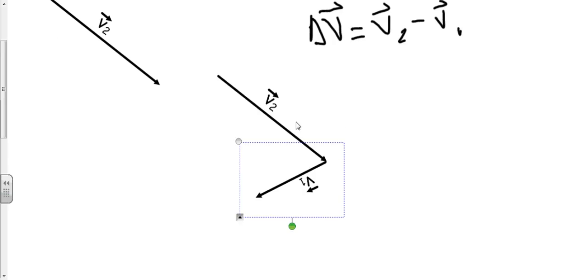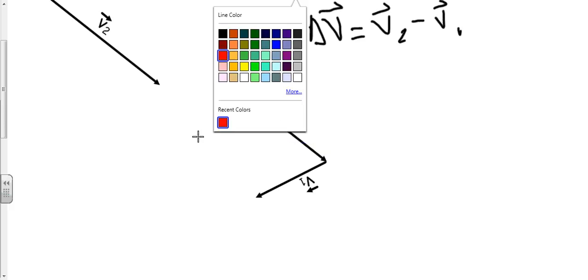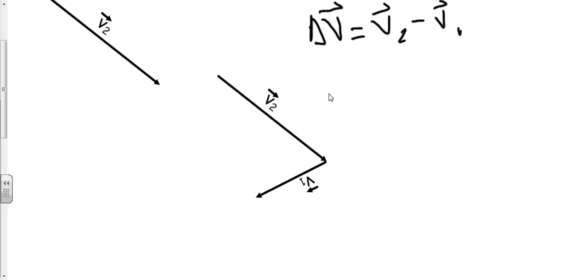So what do we have now? We have v2 minus v1, and we can show what the resultant is, and we'll show the resultant in red just to make it stand out. So here we go, resultant. So what is that one? That's delta V. So let's write that down, delta V.